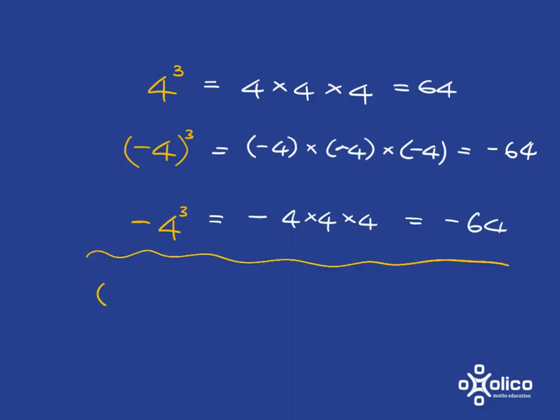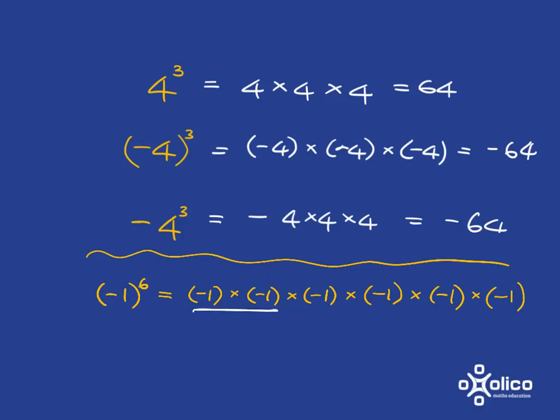Okay, quick challenge. What will negative 1 to the power of 6 be equal to? Well, it's going to be negative 1 times negative 1 times negative 1 times negative 1 times negative 1 times negative 1. Okay, so what are we going to end up with as the answer? Well, negative 1 times negative 1, negative times negative is positive. Negative 1 times negative 1, again, positive. And negative 1 times negative 1, again, will be positive 1. So what you've got is 1 times 1 times 1. So our answer will be positive 1.